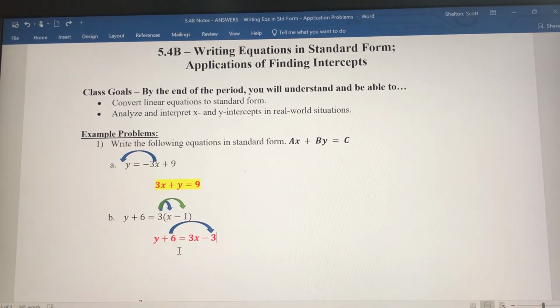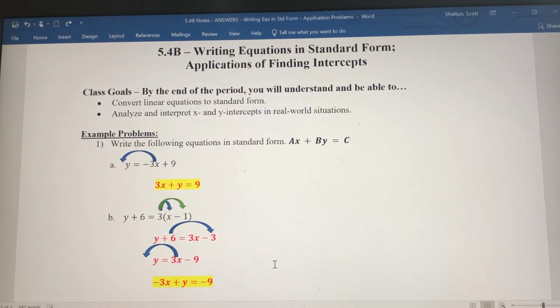Now, I'm going to move this 6 over to the right side first. Okay, so I'm going to subtract 6 from both sides. So that's going to leave y by itself on the left side. And then the right side, the 3x stays the same, but then I've got negative 3 minus this 6. So negative 3 minus 6 is going to be negative 9. Okay? Just like up here in part A, we're going to move the 3x over to the left side now. We got to change the sign. So negative 3x plus y equals negative 9. Remember that sign there in front of the 9 has to stay with it.